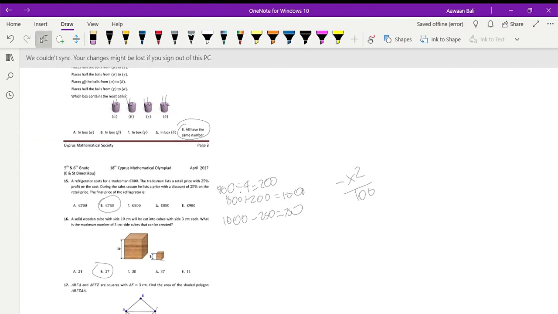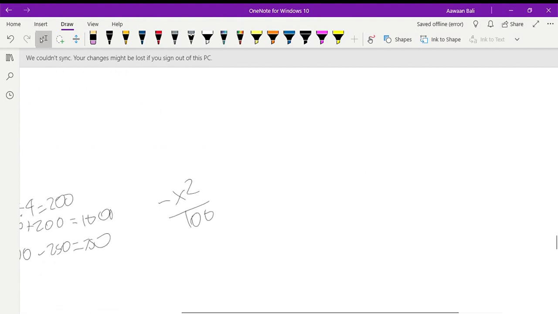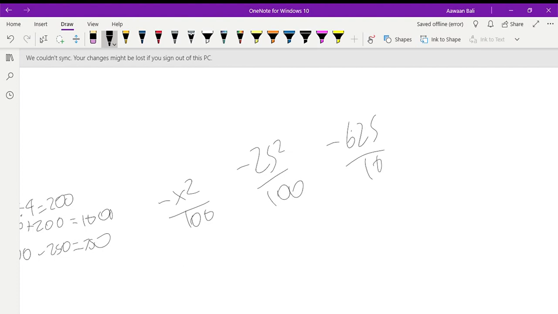Yes, so basically, x here is, this is only used when the profit and the discount are equal. Here they're both 25%, so they're equal. So we write x as 25. So minus 25 squared upon 100. 25 squared is 625, so minus 625 upon 100, which is minus 6.25.